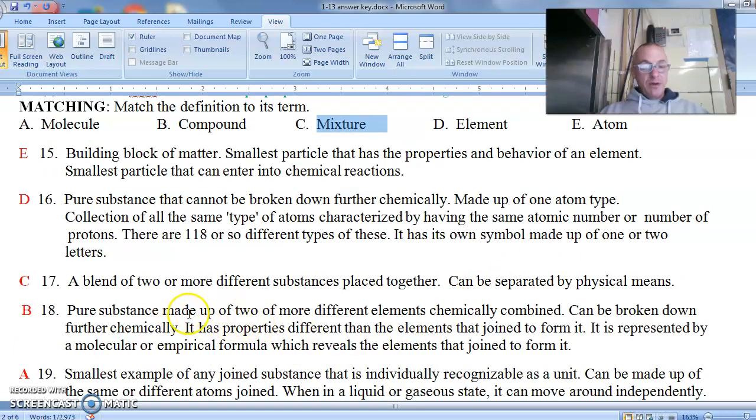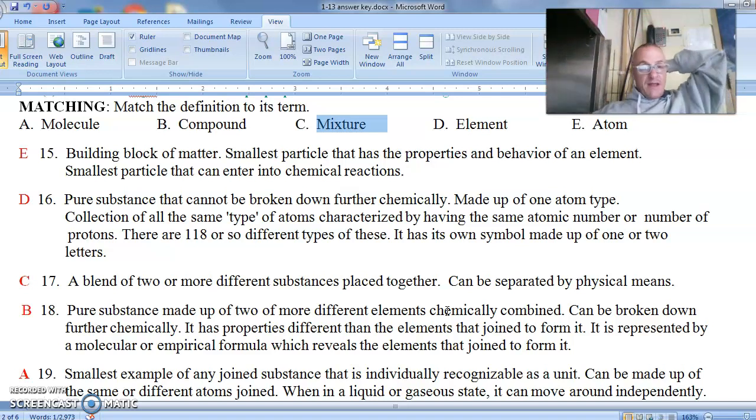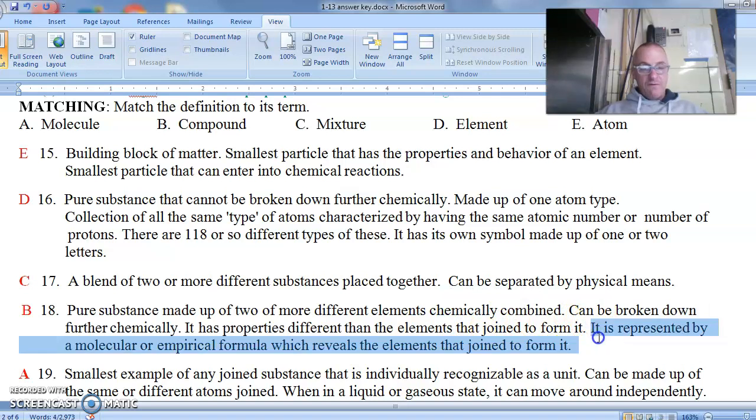What do we call a pure substance made up of two or more different elements chemically combined? It can be broken down further into the elements that make it up. So what do we call it, for instance, when two different elements join to form something? That's what we call a compound. A compound has properties very different than the elements that make it up. And it is represented by its own chemical formula that has two or more different symbols to represent it. That's what a compound is.